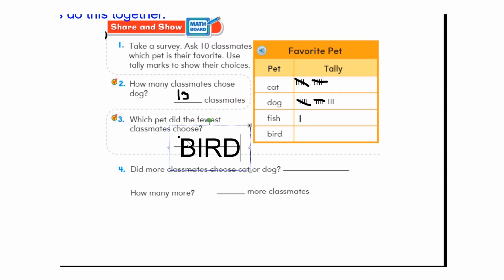Did more classmates choose cat or dog? Well, you see 10 here and 13 here, so that would be dog. More people chose dog. How many more people chose dogs than cats? That would be this, because 10 and 10 are the same. We count the extra, so that would be 3.